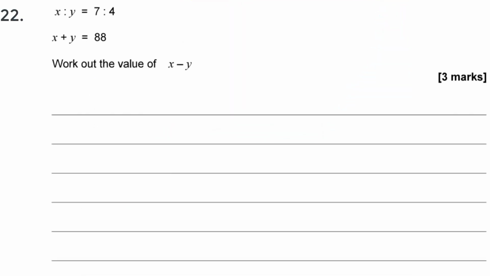We're given that the ratio of x to y is 7:4 and that x plus y is 88, and we need to work out the value of x minus y. If I rewrite this, the ratio of x to y is 7:4. If I write that as an equation, I can get y if I divide x by 7 and times it by 4. So y is 4/7 of x.